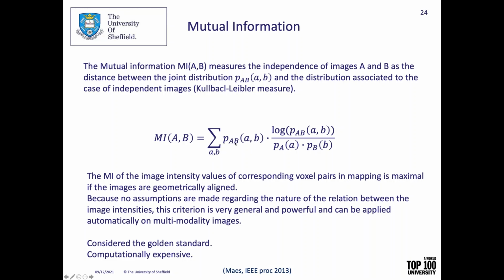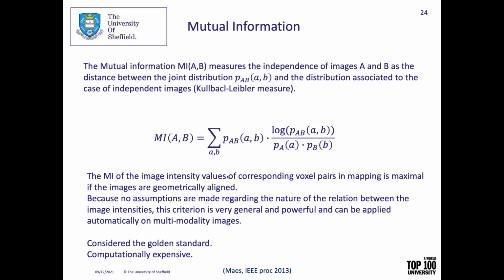PAB is the joint distribution of these two values, and this comes from information theory. Some of you recognize the formulation of the entropy, but we will not go into much detail about that. So considering the intensity values in corresponding voxel pairs, the mapping is maximal when the images are geometrically aligned. We'll see later an example, so it will be easy to understand.